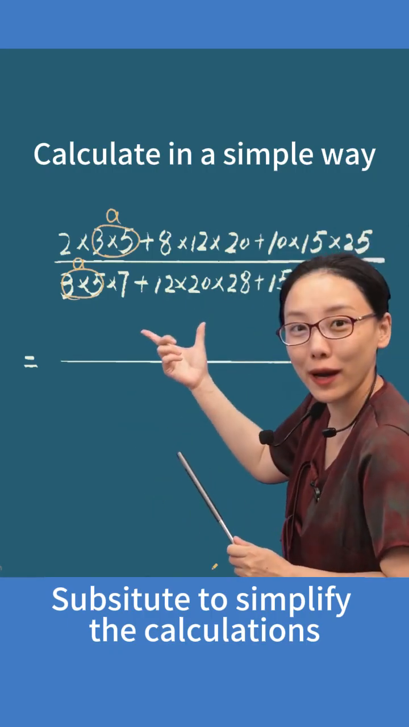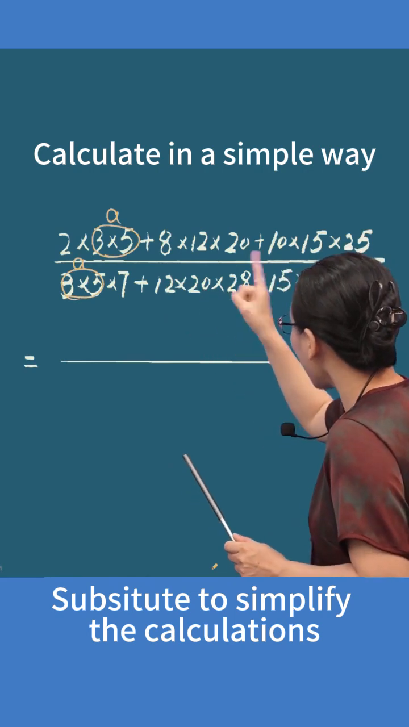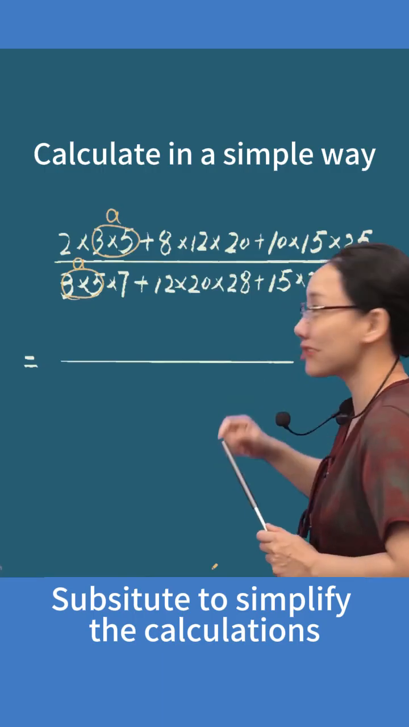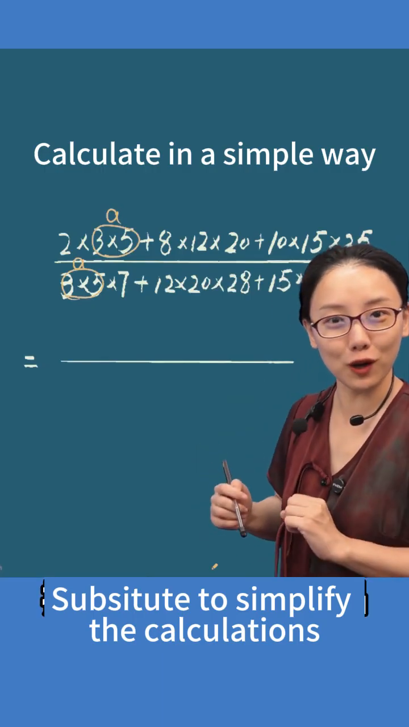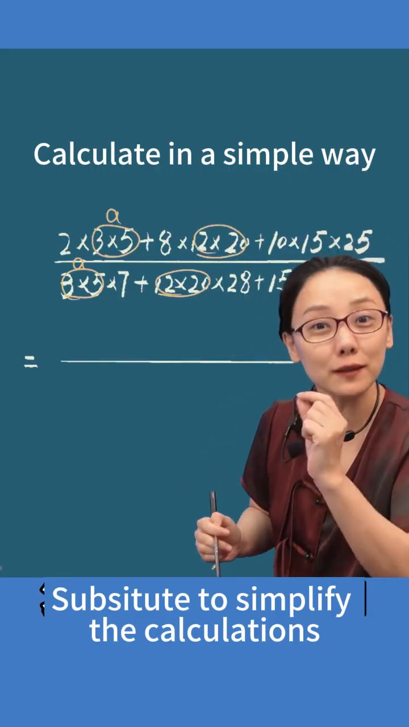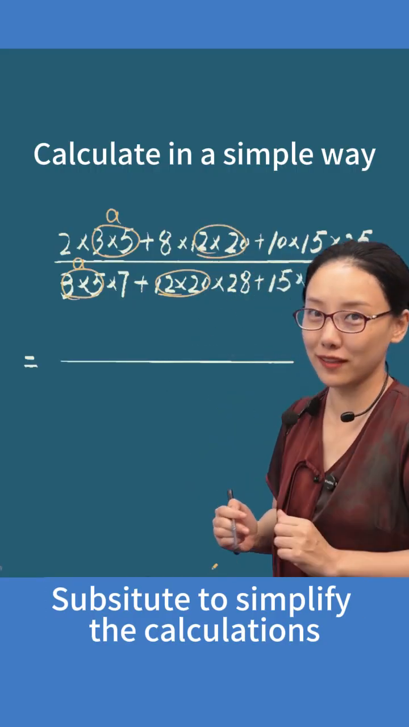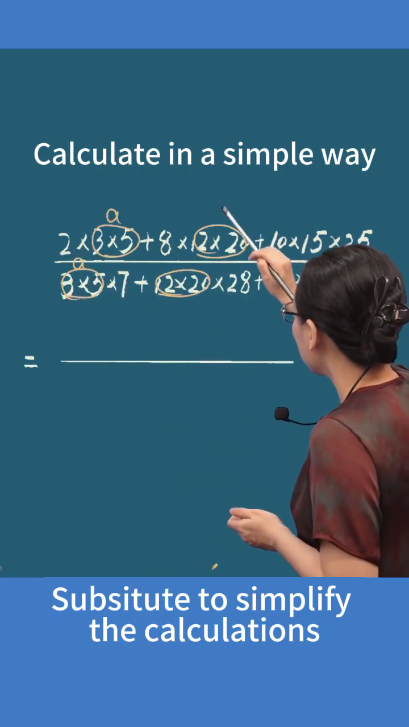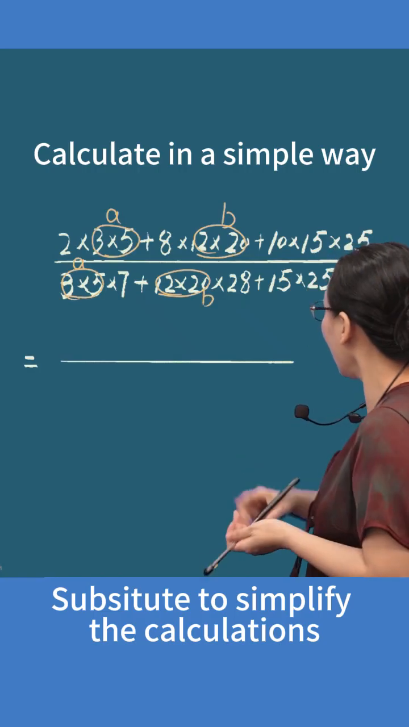For example, if we look further, here we have 12 times 20 times 28, and above it's 8 times 12 times 20. We found the identical parts, right? Here, 12 times 20, 12 times 20, the complicated part I can represent with a letter, but to distinguish it from the previous one, I'll call this one B. So this is B. All right, moving on.